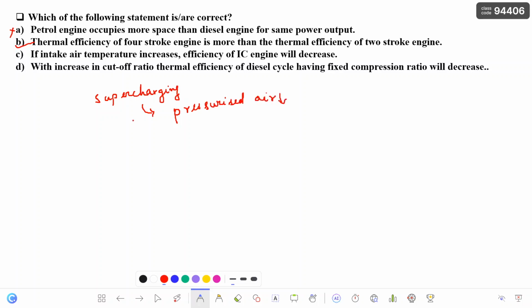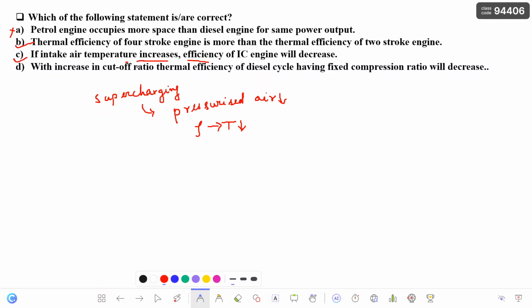Pressurized air means the density of the air will be higher, so more air can get inside that cylinder. If density is more, temperature will be less. So this is done to enhance the efficiency. If the temperature is higher, of course the efficiency will reduce. So that is why this is correct.